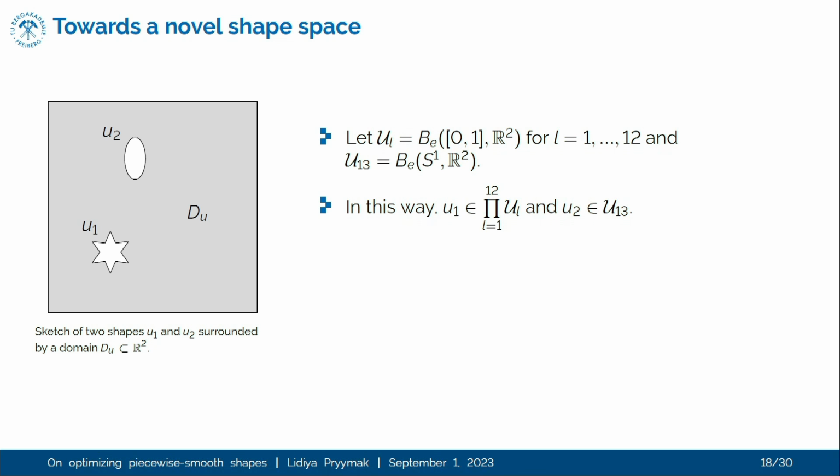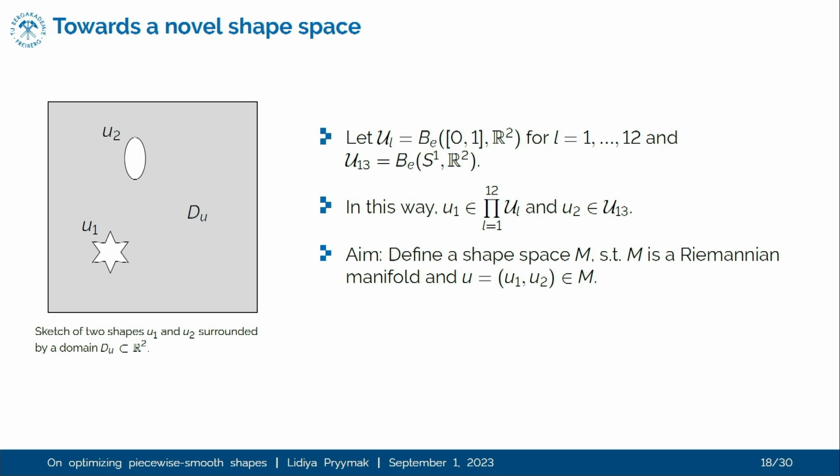This way, if you look at U1, you see that it's just 12 straight lines, and a straight line is a smooth open shape. So we can say that U1 is an element of the product of the first 12 shape spaces, and U2 in the last. So what do we want? We want to define a shape space, with some abstract name M, such that we have a Riemannian structure, and such that the multi-shape U, which consists of our shapes U1 and U2, is an element of this shape space.